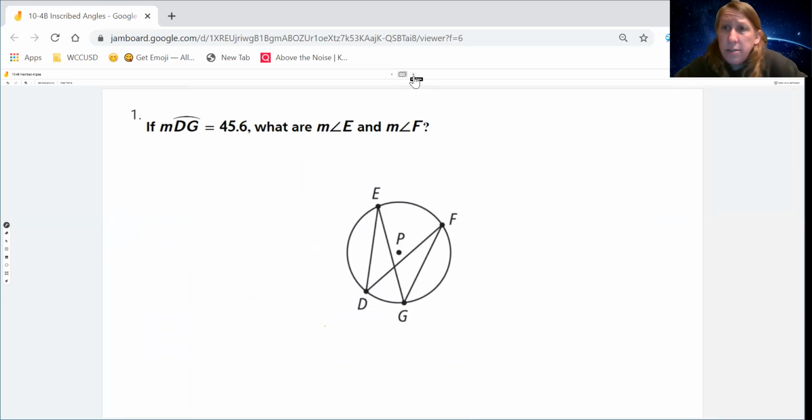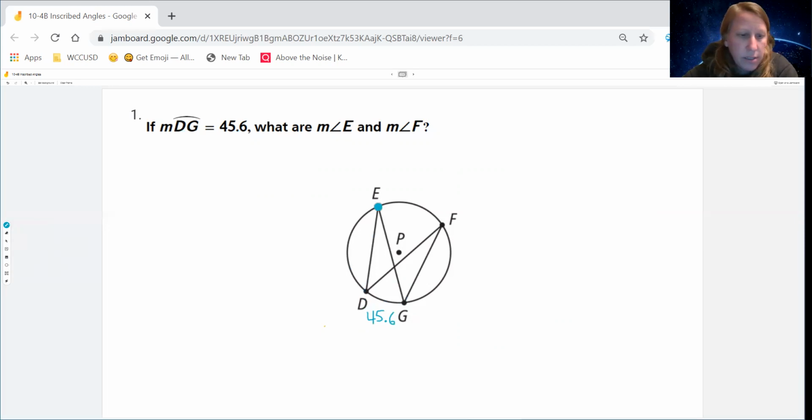All right, now let's do some problems. I'm going to choose one of these and put them on the final. I put them as the homework assignment. I'm allowing you time in class to work with your classmates on this. So let's see how these work. I think I'm going to use a little bigger pencil here. So the measure of arc DG here is 45.6. How nice is that? What are the measures of angle E? Let's just do E first.